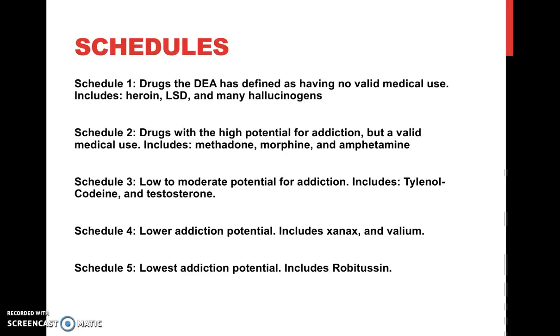Drugs are also scheduled into 5 schedules. So there's 5 categories and 5 schedules. Schedule 1 is considered the worst. Schedule 5 is the least of the worst.